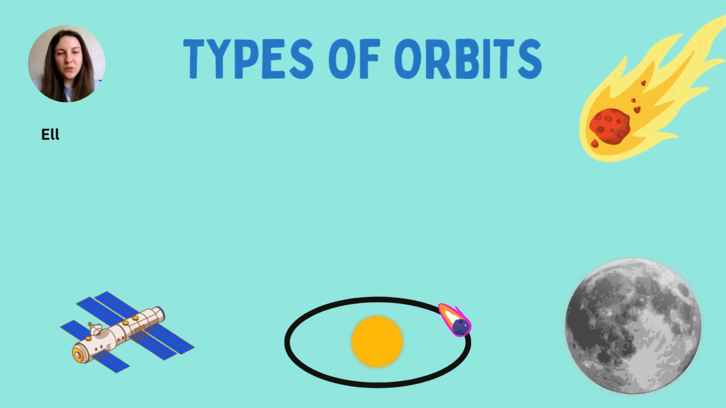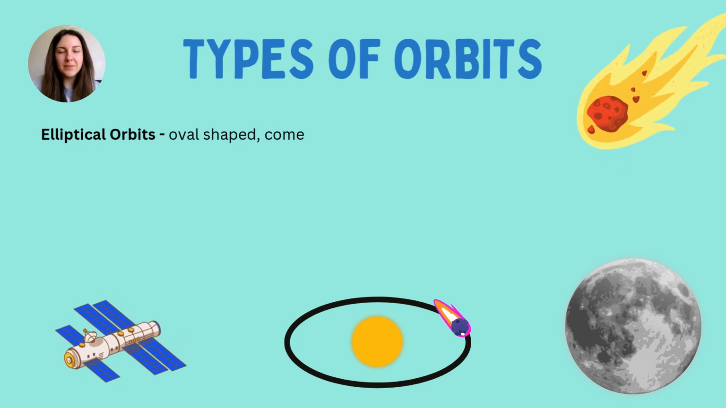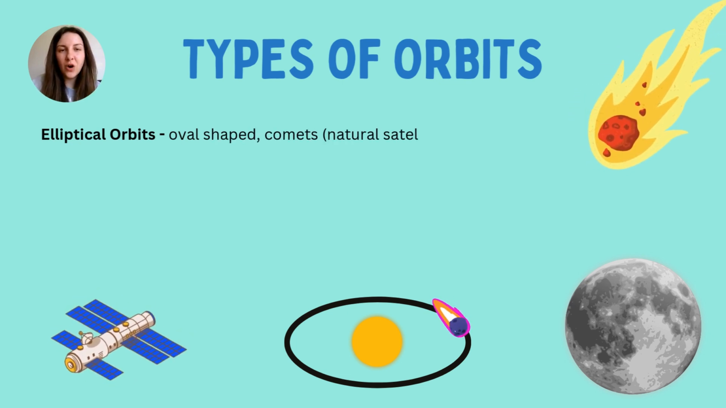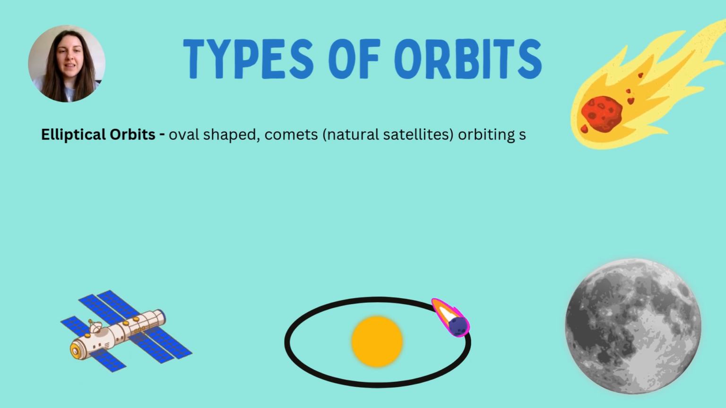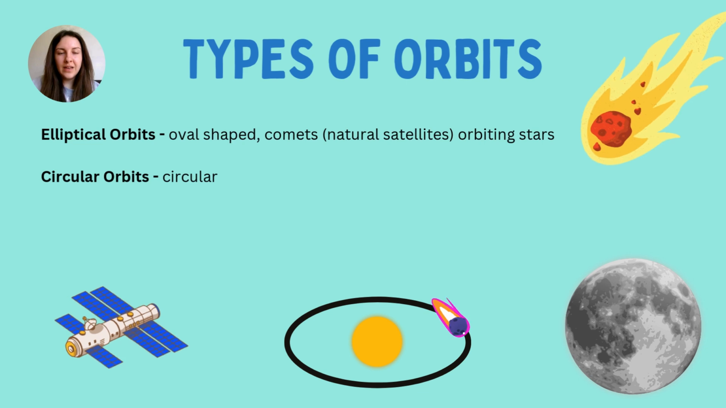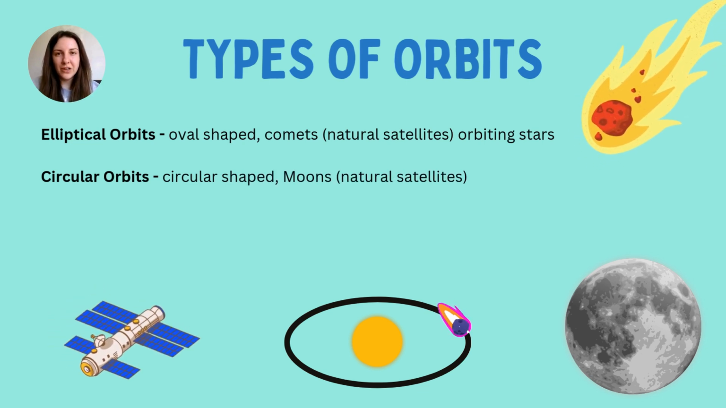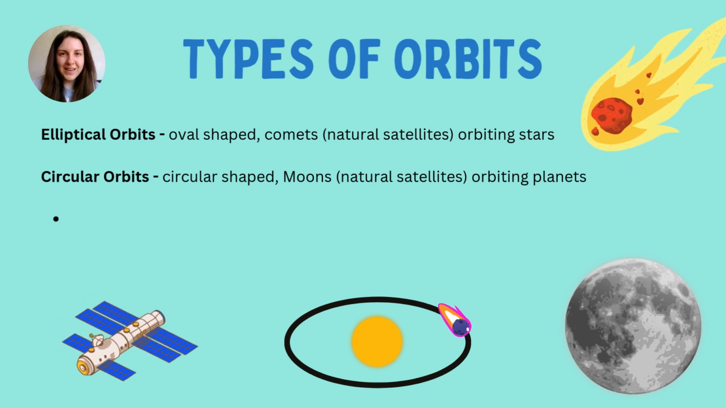So there are different types of orbits. We have elliptical orbits. These are ones that are oval shaped, and specifically this relates to comets, which are natural satellites, and they orbit stars. As the comet gets closer in that elliptical orbit, it increases in speed, and then it will slow down, and then it will increase in speed again and then slow down.